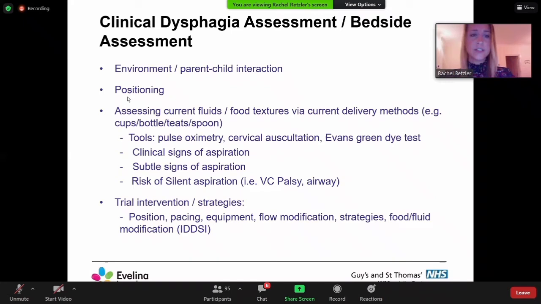We want to trial interventions and strategies. So does the child or baby need changes in their positioning? Do they need pacing to slow it down? Do they need changes in equipment? Sometimes they're just on the wrong bottle, and you really need to look at if you need to modify the flow with the teat change, teat size changes. Do they need flow modification or adaptations to their food or fluid via IDDSI?